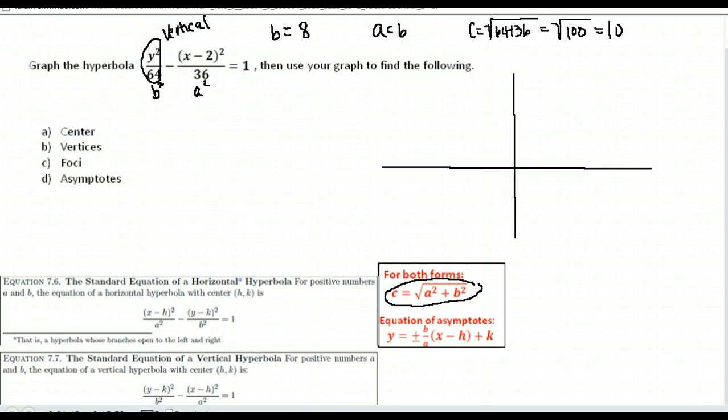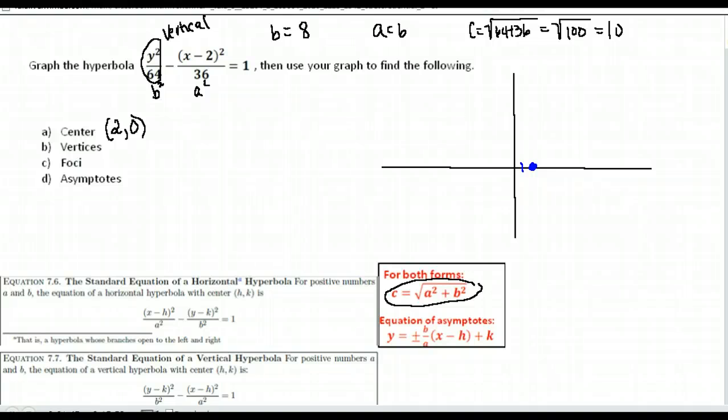We know our center by looking at this. And again, this is super easy to mix up. Remember, x coordinates go first. So first, when you're writing your center, write the value that's with x. Change the sign, though. So we have positive 2, comma. y didn't have anything added or subtracted from it, so the y coordinate of my center is going to be 0. So as I start graphing this, I know I have a center at the point (2, 0).